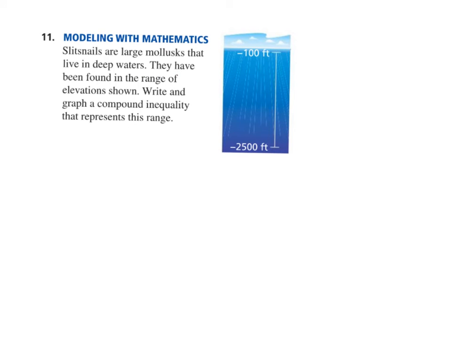Silt snails are large mollusks that lived in deep waters. They have been found in a range of elevations shown. Write and graph a compound inequality that represents this range. All right, so the first thing is we know that x has to be less than or equal to -100 because it's got to be under that amount.